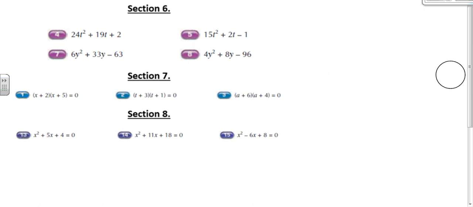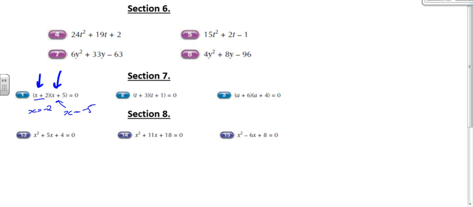Next one. Section 7. Now, as we went through in class, if we've got two brackets that multiply together to make 0, what we need to do is make this bracket 0 and this bracket 0. And that's going to give us our two solutions. So what we do is we make the sign different. So it's going to be x equals minus 2. And this one is going to be x equals minus 5.